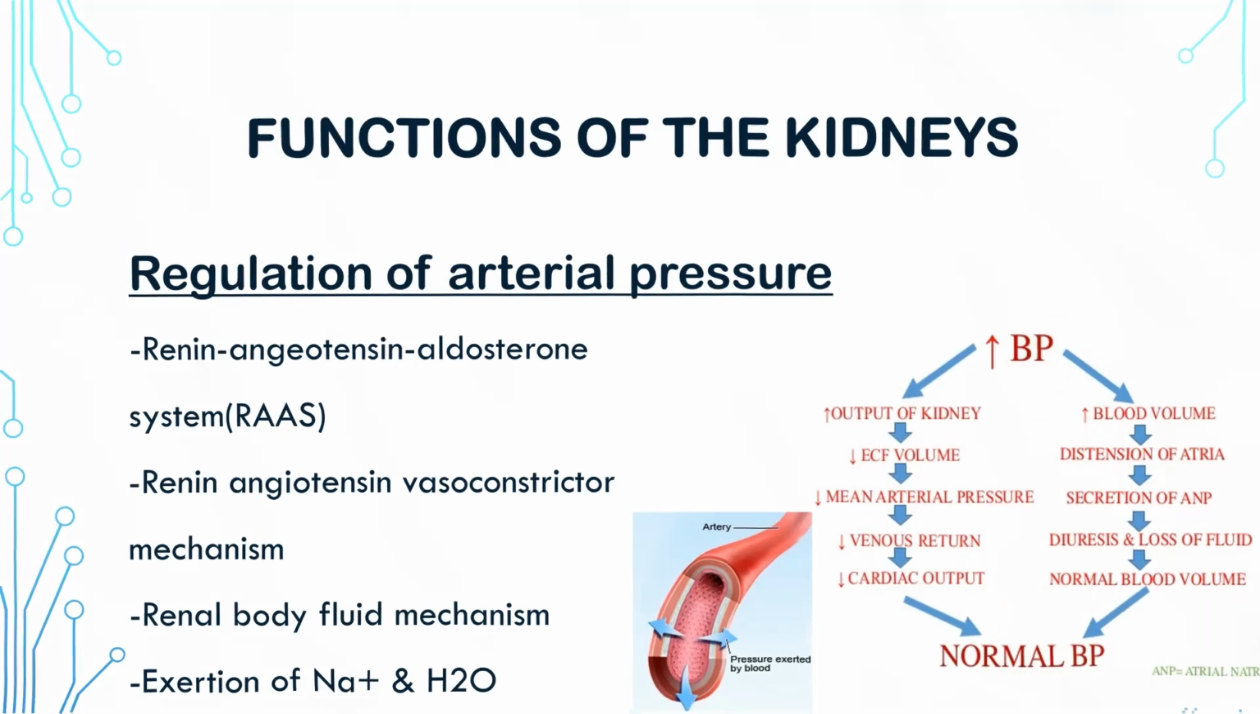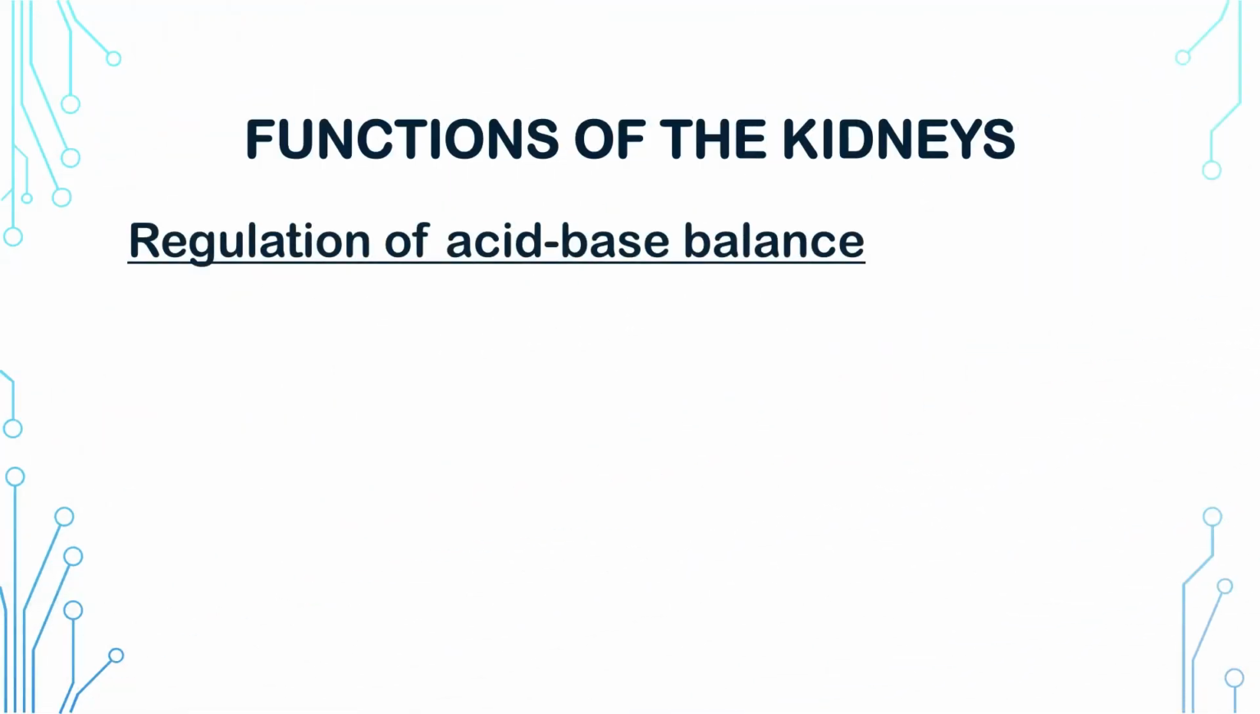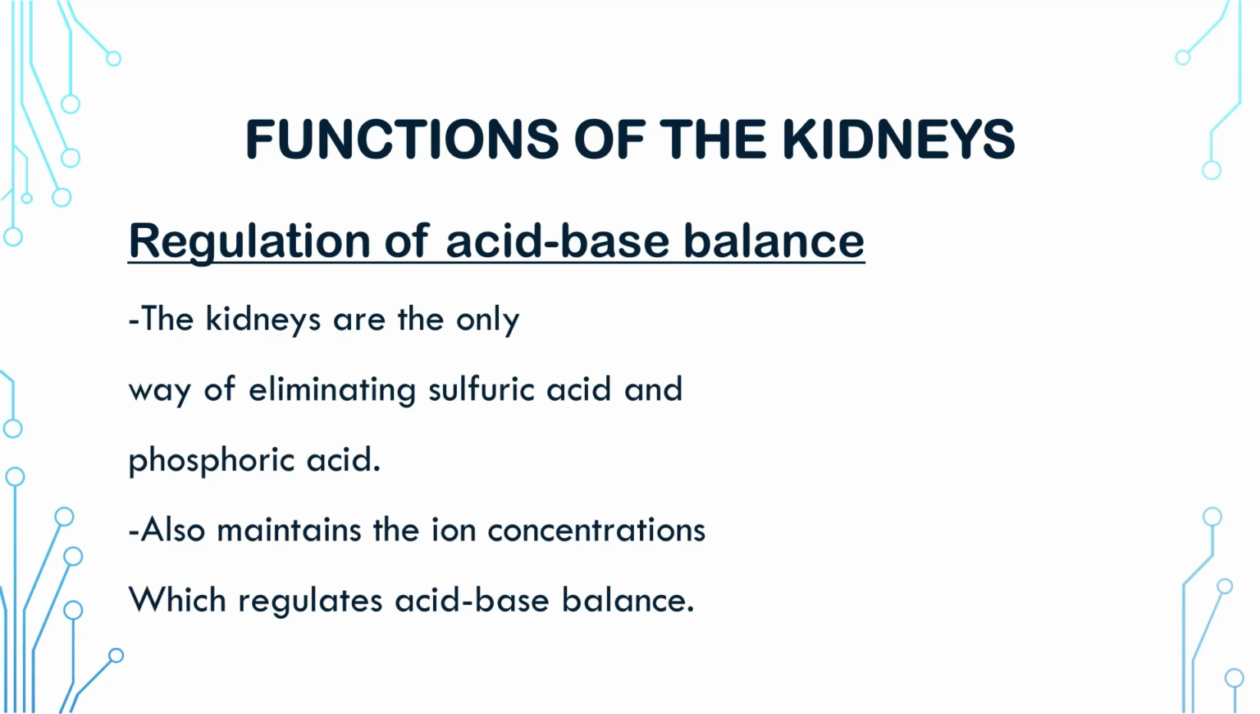Our kidneys also maintain the acid-base balance. Kidneys are the only way of eliminating phosphoric and sulfuric acid. It maintains the ion concentration, which regulates the acid-base balance.